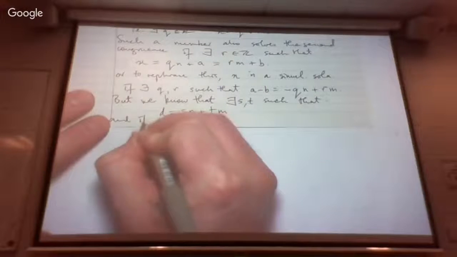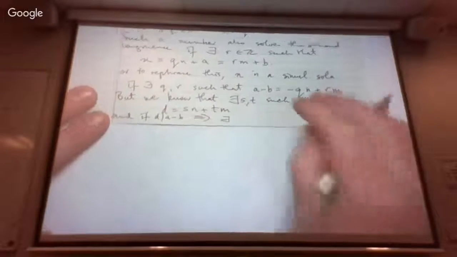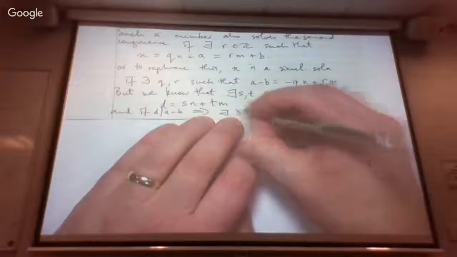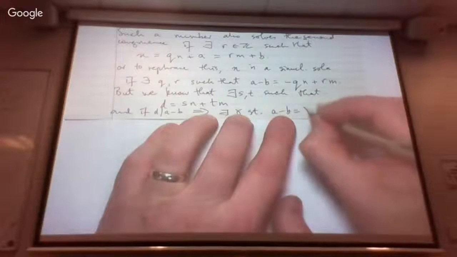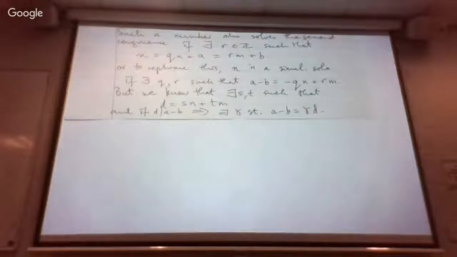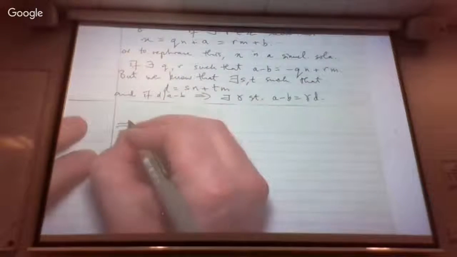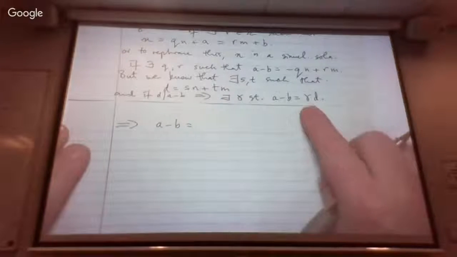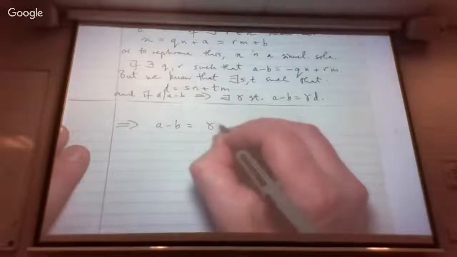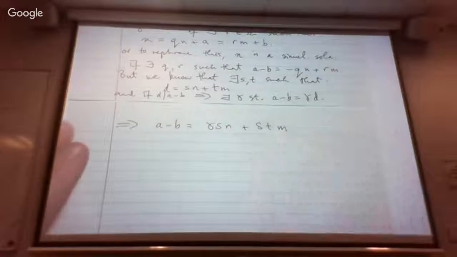And if D divides A minus B, which we assumed it did, that implies there exists a gamma such that A minus B is equal to gamma times D. So by substitution, if A minus B is gamma times D, that means it's also gamma S times N plus gamma T times M.